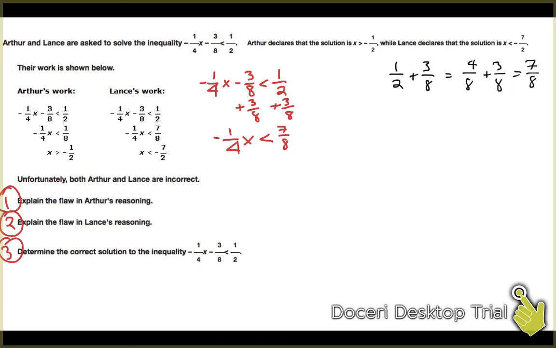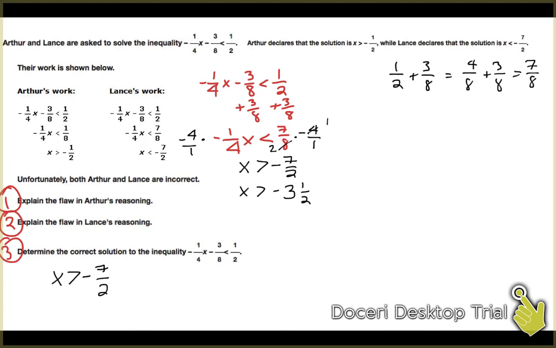Okay, now I need to use the multiplicative inverse. The multiplicative inverse is negative 4 over 1. So times negative 4 over 1. So I have x. And since I multiplied by a negative, I need to switch the inequality sign. So x is greater than, and now I can pre-simplify. I have 1 and 4 and 4, and 2 and 4s in 8. So my answer is negative 7 over 2, or x is greater than negative 3 and 1/2. Okay, so my answer is x is greater than negative 7/2.